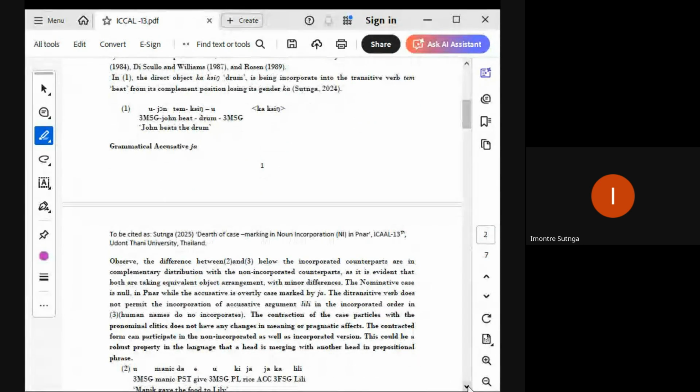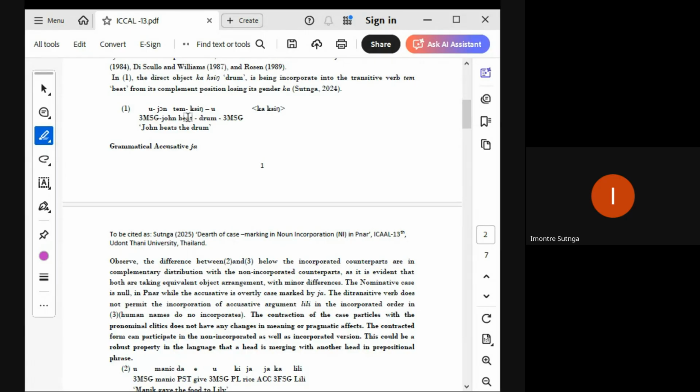So now, noun incorporation is where you see that the direct or the theme argument has moved from its complement position to another head, where you have seen in Pnar that this Kaxing in the NP complement has moved from its original position to the verbal element tem, forming a verbal complex in this position. And in this way you can see that the object is adjacent to the verbal element in Pnar.